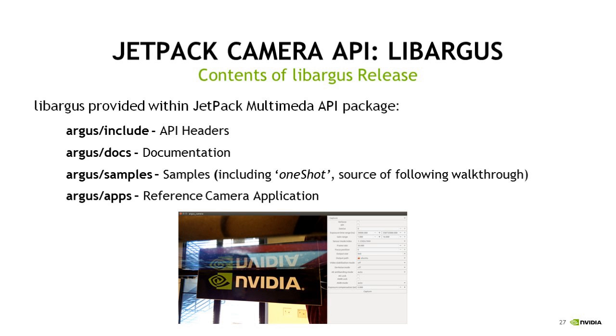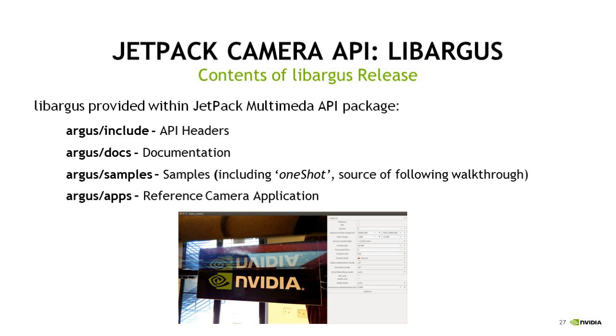Well, it should be obvious by now that Argus is included with JetPack, specifically within the Multimedia API installation package. I'd like to point out that the Argus release includes much more than just the Argus API itself. The API headers, which are fully documented with Doxygen-style comments, are located in the include directory. Documentation, which includes both HTML reference pages as well as the full Argus specification, is located in the docs directory.